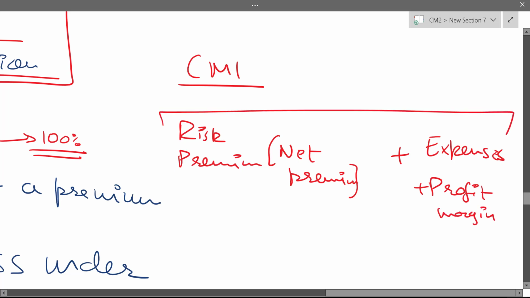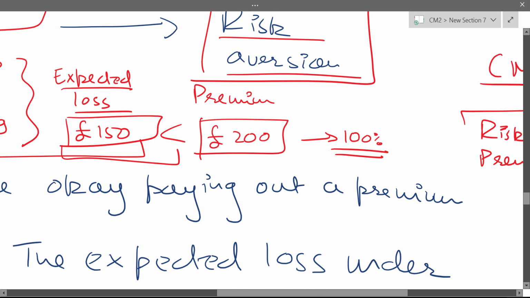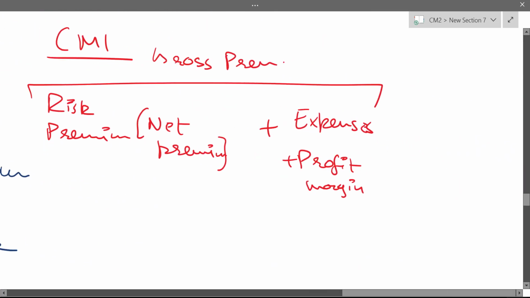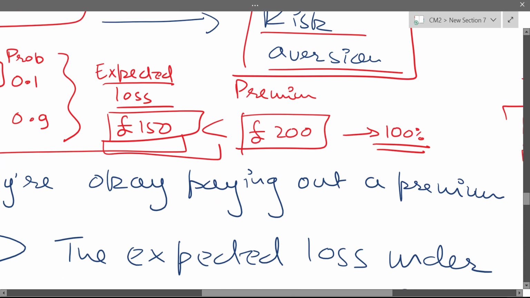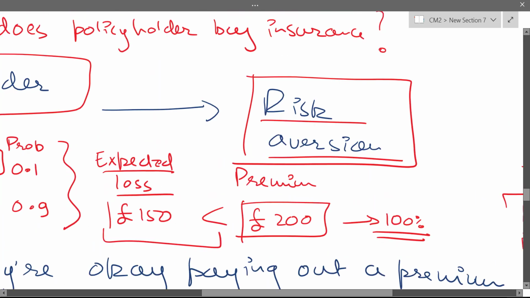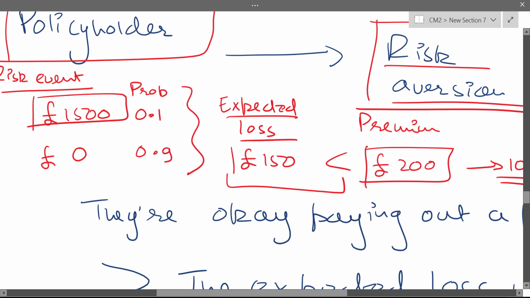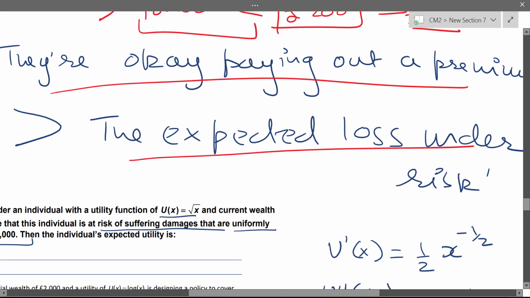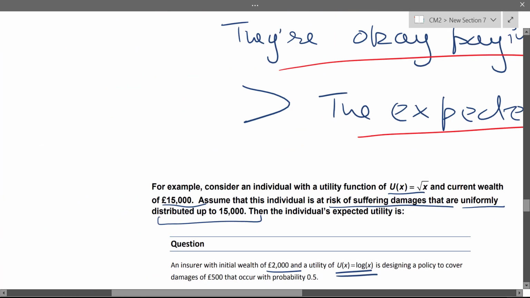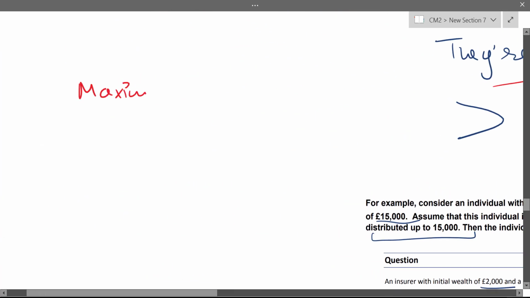So typically the gross premium is much higher than the net premium itself, which just covers for the risk, because it covers for more than the risk, it covers for the expenses and the profit margins as well, right? And because the insurance company will charge a much higher premium than the expected loss, the insurance policyholders will only buy them if they are risk averse. So that is the general idea I wanted to talk to you about. Now, when a policyholder is risk averse, they are okay paying out a premium which is higher than the expected loss under the risk event. So that is the idea. Now, how do we find out the maximum premium that the policyholder is willing to pay?